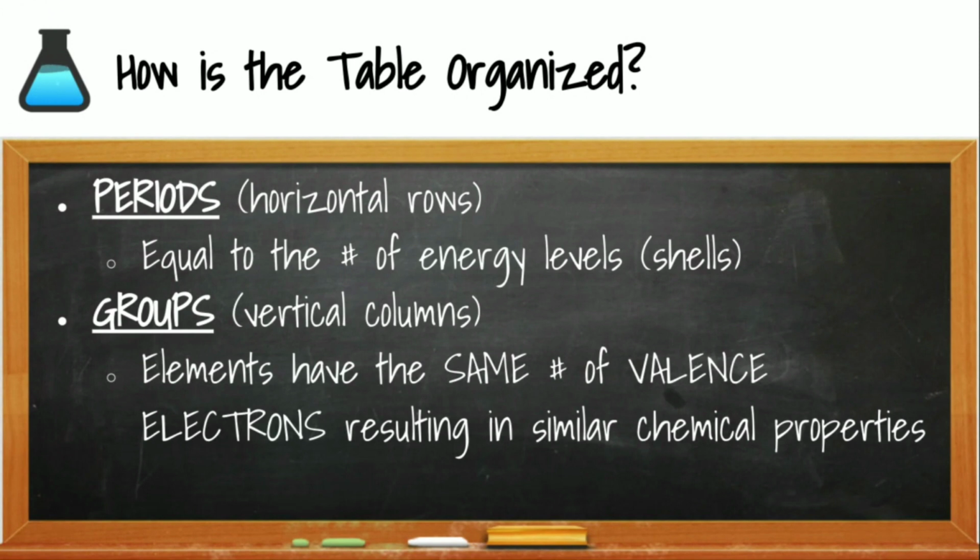On the periodic table, we have two major groups. We have periods, which are called horizontal rows. Every period has the same number of principal energy levels, also known as electron shells. And groups are vertical columns. Elements that are in the same groups tend to have the same valence electrons, resulting in very similar chemical properties.